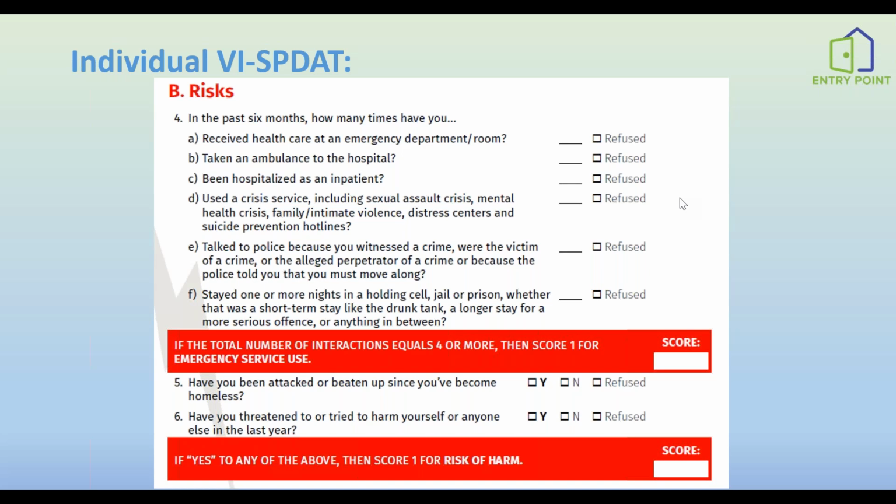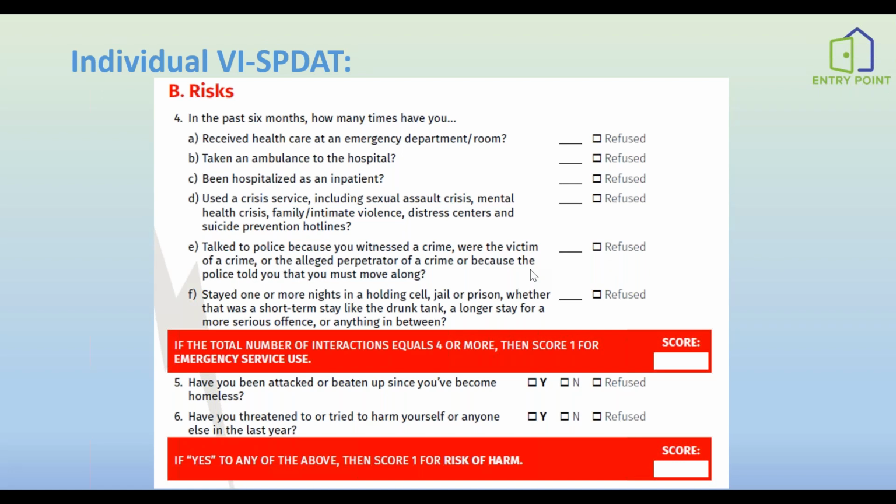All of the things on the VI SPDAT are designed to help us assess someone's risk of serious consequences or outcomes, and to put a finer point on it, the risk of someone perishing while homeless. That's what the VI SPDAT is designed to do. And so every question on here has been researched and developed to help get a raw number of comparatively how dangerous someone's circumstances are regarding those outcomes. So that's the part of the risks, part B of the VI SPDAT.